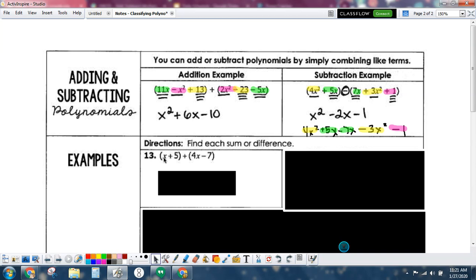So I have my x here, and I have plus 4x. So I'm doing x plus 4x. Again, it's super helpful to highlight. This is what works for me. Do what works for you. Okay, so I'm doing x plus 4x, and that's 5x. And then 5 minus 7 is negative 2.